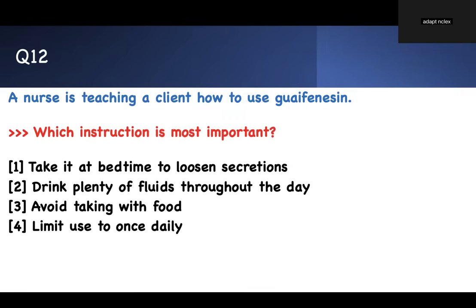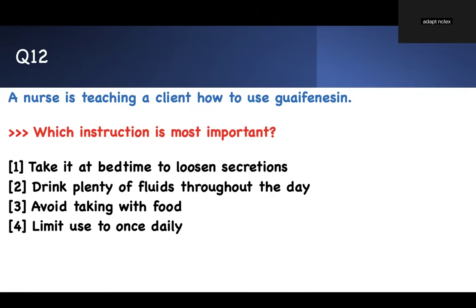The nurse is teaching the client how to use guanfacine. Which instruction is most important? You have to know what guanfacine is. Take a look at the answers. Take it at bedtime to lessen secretion. Drink plenty of water throughout the day. Avoid taking with food. Limit use to once daily. What do you think? Have you heard about guanfacine? I know you've heard about it. You've taken it over the counter. Are you using the proper method?